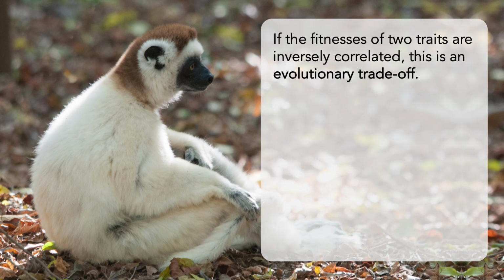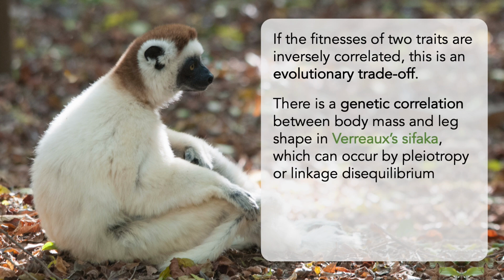If the fitnesses of 2 traits are inversely correlated, this is an evolutionary trade-off. For example, there is a genetic correlation between body mass and leg shape in Verreaux sifaka. Genetic correlations may be due to pleiotropic effects, where one allele affects multiple traits, or through linkage disequilibrium, in which case the two alleles are close together on the same chromosome.